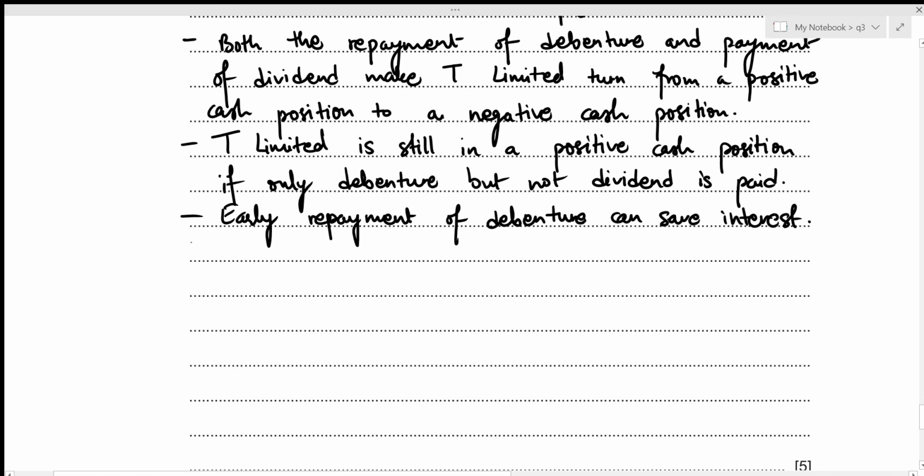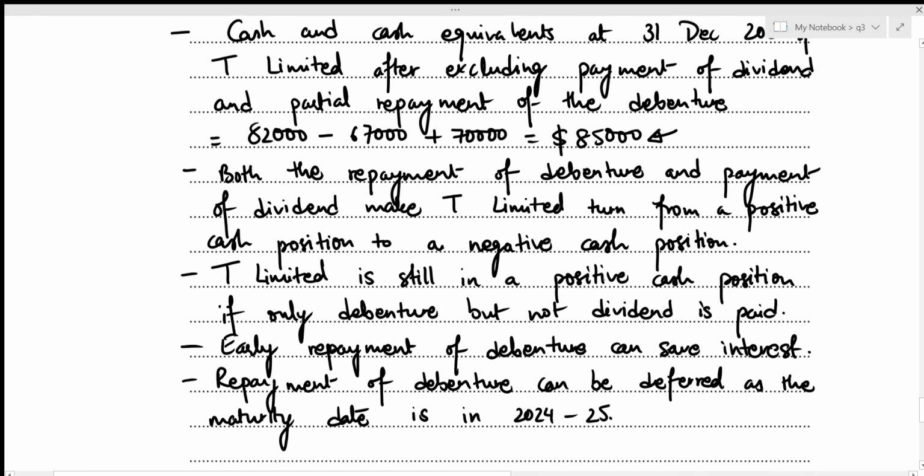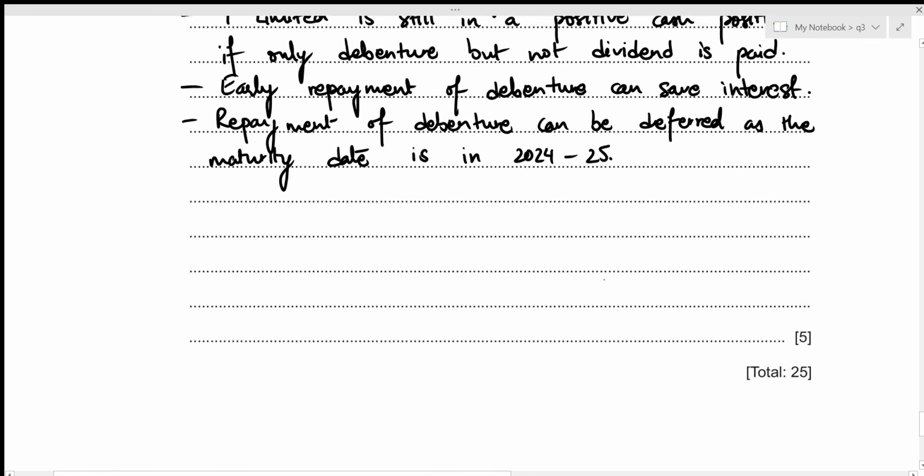Let's write it down. Repayment of debenture can be deferred as the maturity date is in 2024 to 25. Okay, this concludes the third part of this question as well as the entire question.